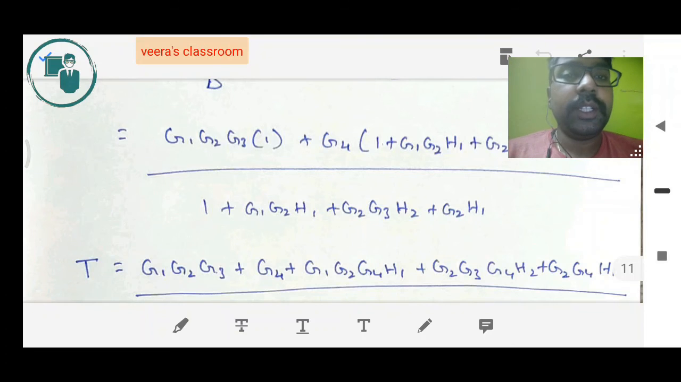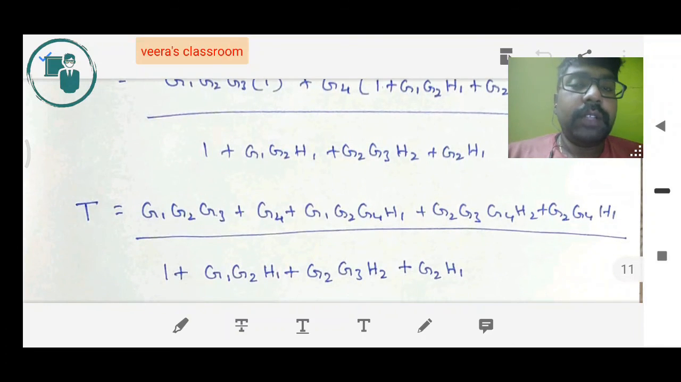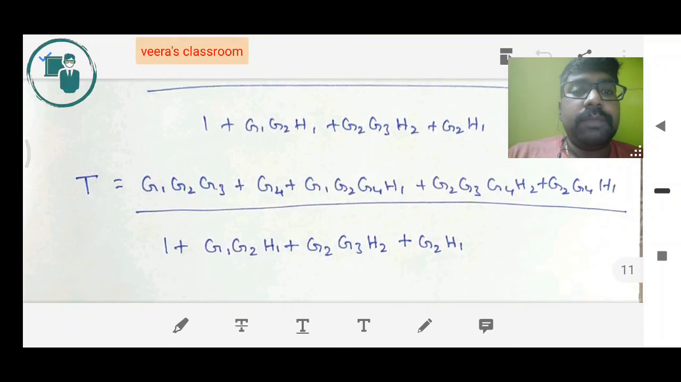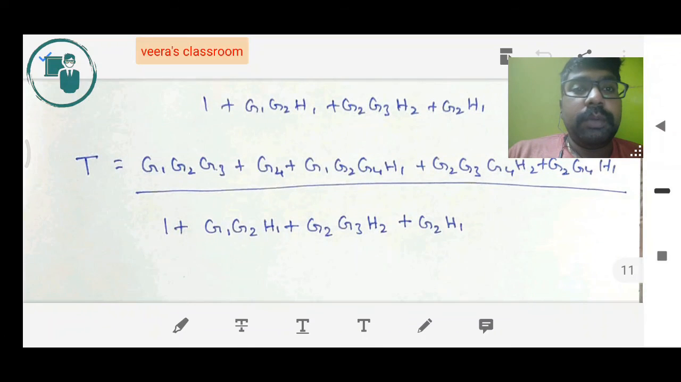We simplify the terms. So the final value of the transfer function T is equal to G1 G2 G3 plus G4 plus G1 G2 G4 H1 plus G2 G3 G4 H2 plus G2 G4 H1, whole divided by 1 plus G1 G2 H1 plus G2 G3 H2 plus G2 H1. So with this, the problem gets over.